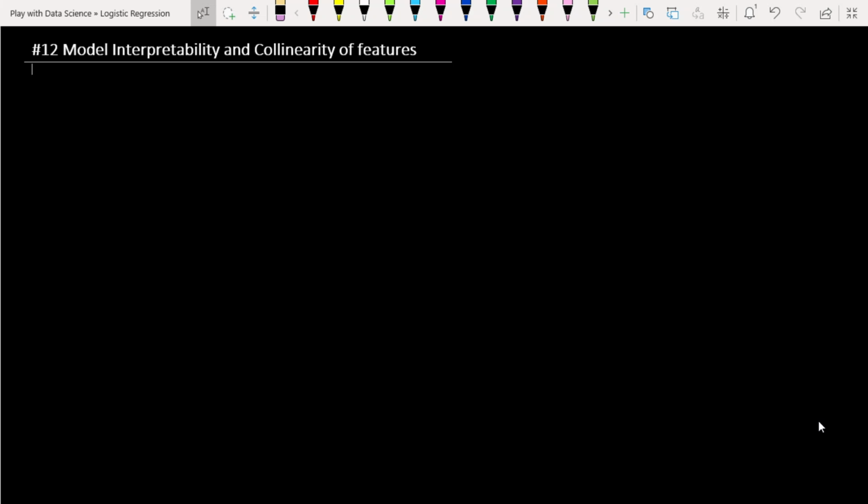So in the previous lecture we learned about feature importance. We used feature importance to see how important the features are, based on our weight vectors. Okay, we have seen it already. Now in this lecture we will learn about model interpretability and collinearity of these features. So first, consider model interpretability.